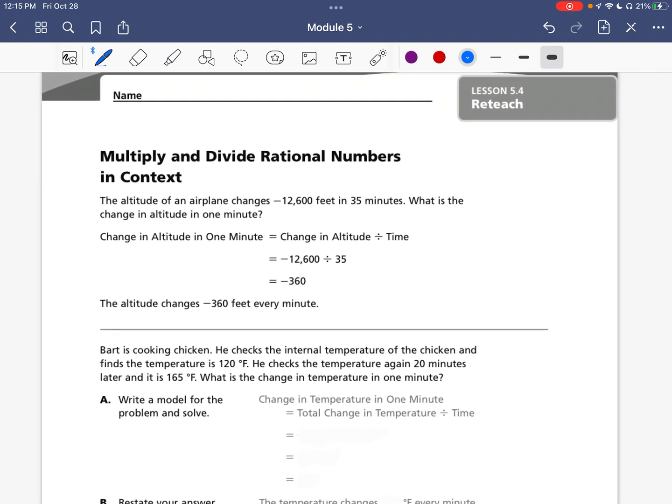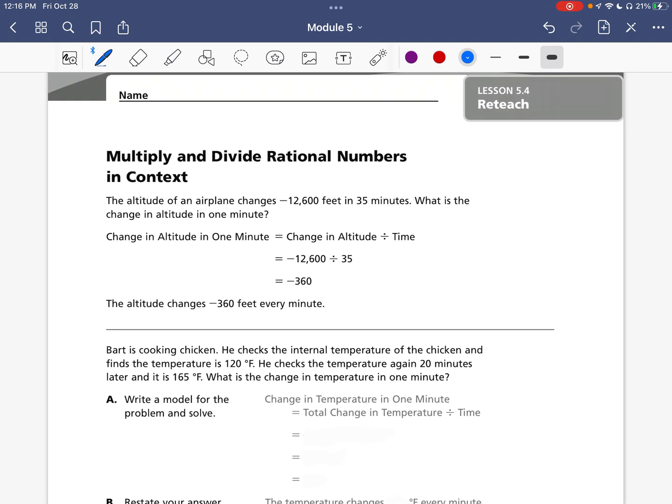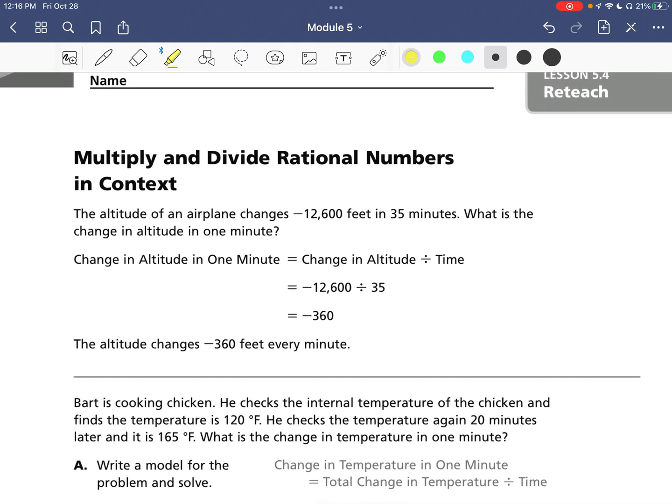Our first one is: the altitude of an airplane changes negative 12,600 feet in 35 minutes. What is the change in altitude in 1 minute? So first we need to figure out what's important in this word problem. Using a highlighter is always helpful to focus on what we need to know. So here's our question: what is the change in altitude in 1 minute? And then our facts are that it went negative 12,600 feet over the course of 35 minutes.